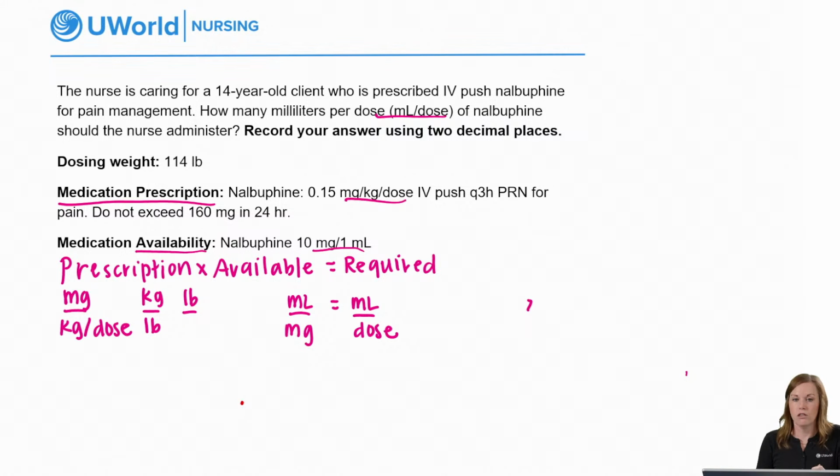So when we look through how these all communicate to each other, we're going to be able to cross out our units for kilograms, we're going to cross out our units for pounds, we're going to cross out our units for milligrams, and what we're left with is milliliters and dose, which is exactly what we need. So I'm going to give you guys a chance to put the numbers in and do the calculation, and then we'll go from there.